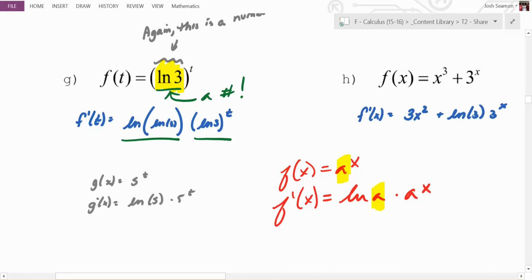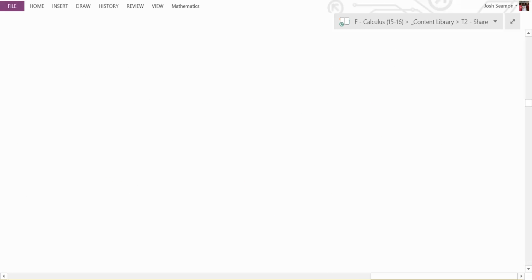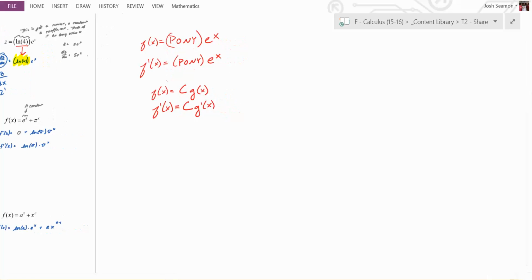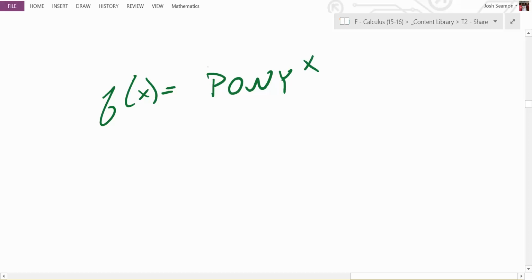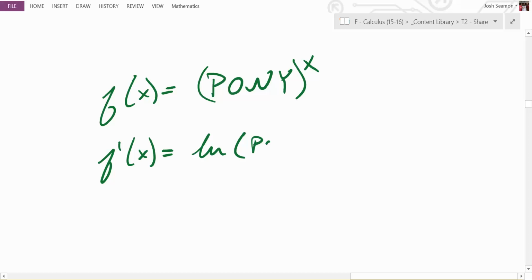So going back over here and generalizing it just like we did before, let's say I said f of x is equal to pony to the x. Can someone tell me what the derivative of this is? What's the derivative of pony to the x power? ln of pony times pony to the x. That's correct. That's all it is.